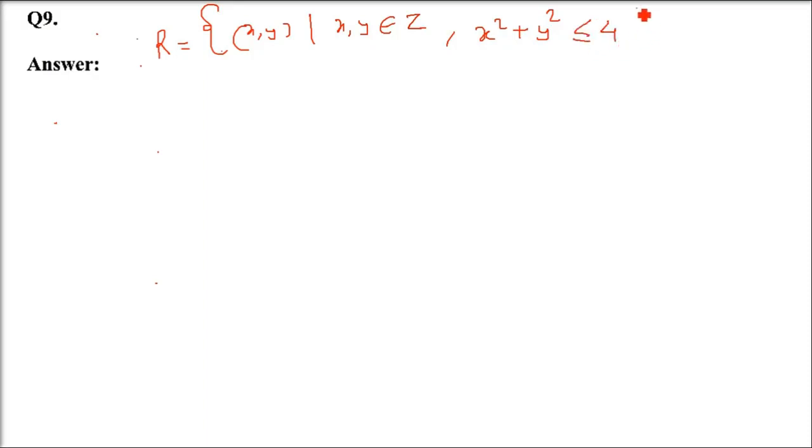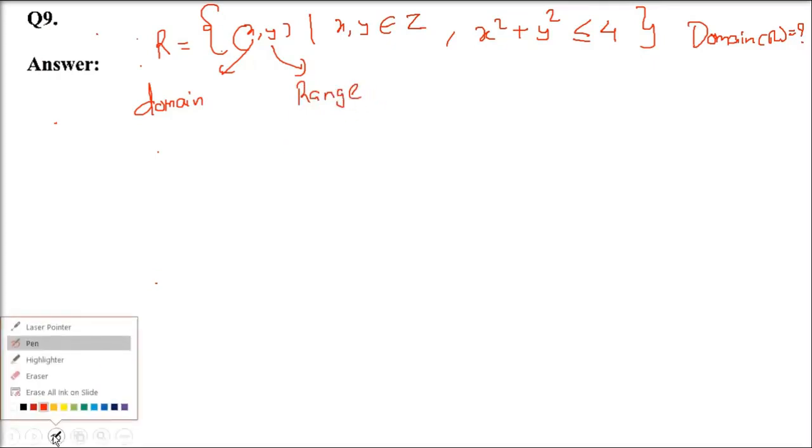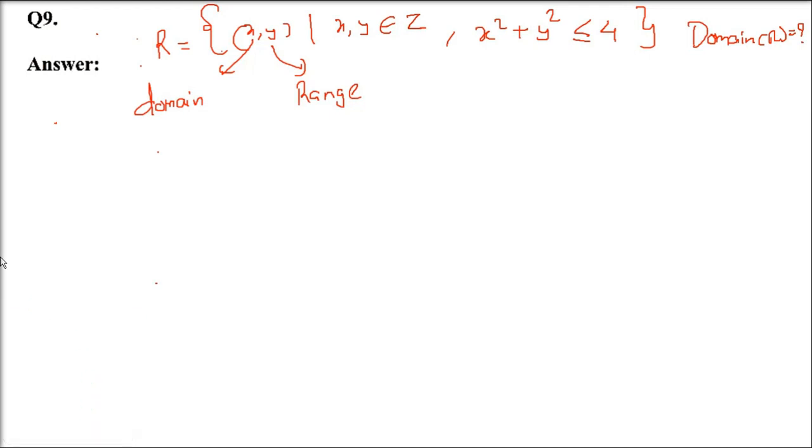Here, the things will change. If it would have been x square plus y square equals 4, things were different. The answer would be different. We have to find out the domain of R. So x will tell you the domain. Y will tell you the range. This is the question. What do you do now?